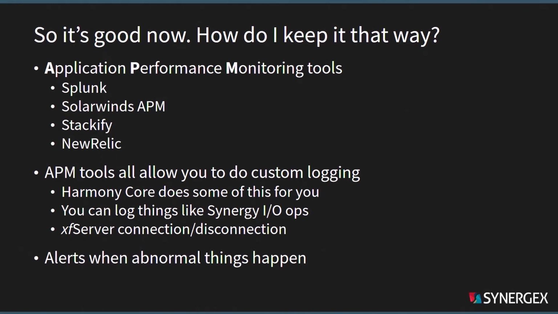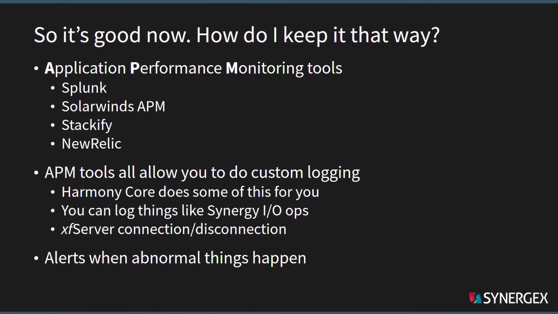Application performance monitoring tools are how you do this stuff in a production environment. So the little bit of UI that I showed you guys, that was Stackify, but there's also Splunk, SolarWinds APM, and New Relic. Those are the main competitors in this space, and they all offer pretty similar feature sets. So they have customizable alerts. If an important request is taking longer than a certain threshold, they will generate email alerts or text messages or whatever it is that's supposed to go out.